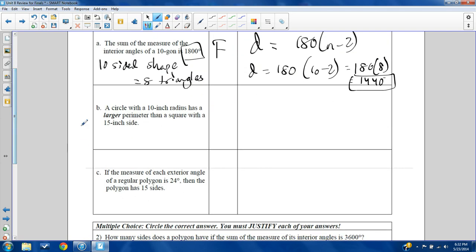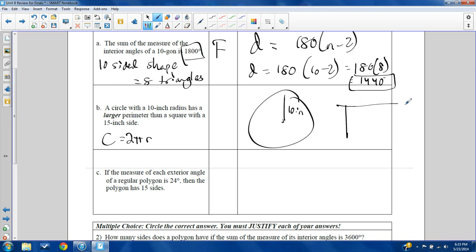Okay, part B, a circle with a 10-inch radius. And you know what? I didn't really talk about circles here, so I will keep in mind for you if it comes up. A circle's perimeter is its circumference. Circumference is 2 pi r. We're going to probably run into an area one then, in which case I'll put pi r squared. So a circle has a 10-inch radius. It's like, hello, this is 10 inches.